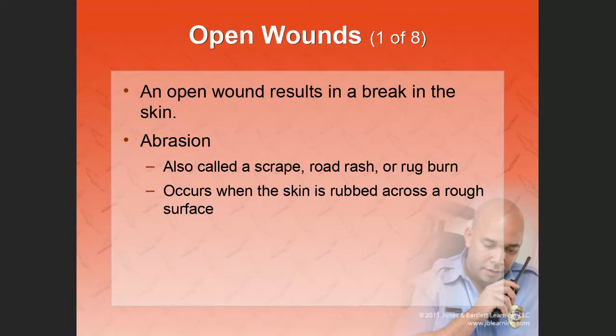And you have the first one, which is an abrasion. Now, an abrasion is a scrape, and persons often confuse an abrasion with a contusion, which is a bruise. So an abrasion is an open wound. A contusion is a closed wound. So an abrasion, also called a scrape or road rash or rug burn, occurs when the skin is rubbed across a rough surface.